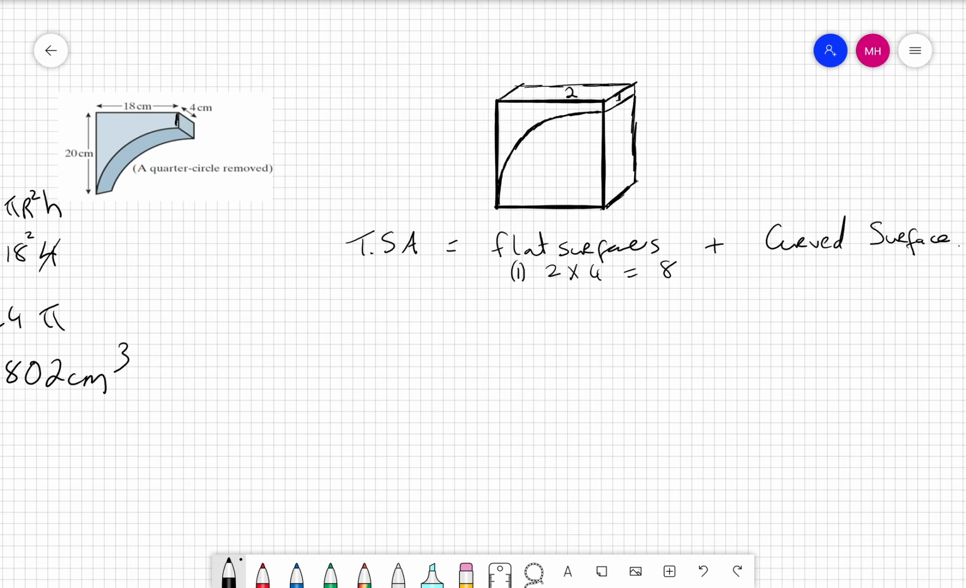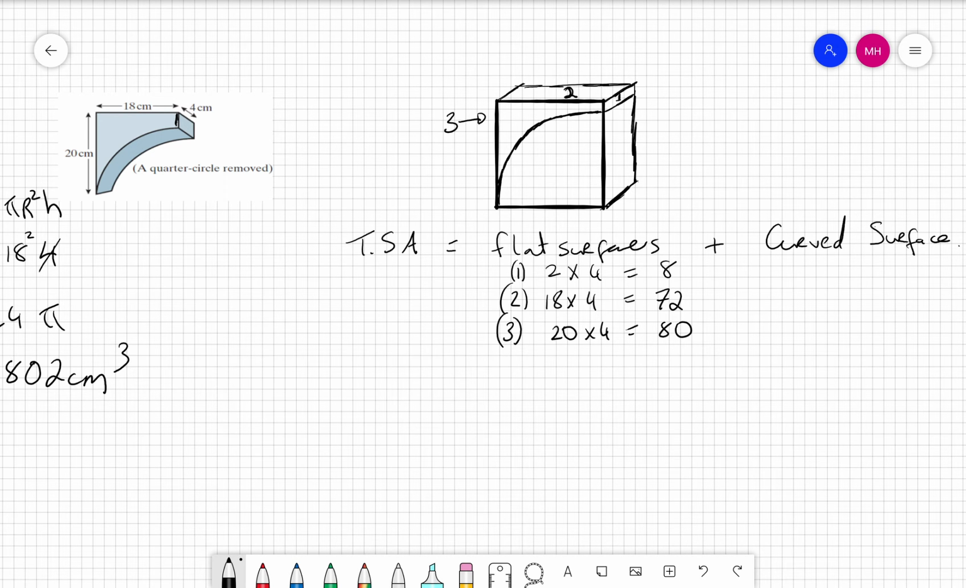The next one we'll do is the top one here. We'll call that surface 2. That, according to our diagram, was 18 by 4. So that's giving you 72. And the next one we can probably do is this back surface here that we can't see. Call that one 3. That's going to be 20 by 4, which is giving you 80.